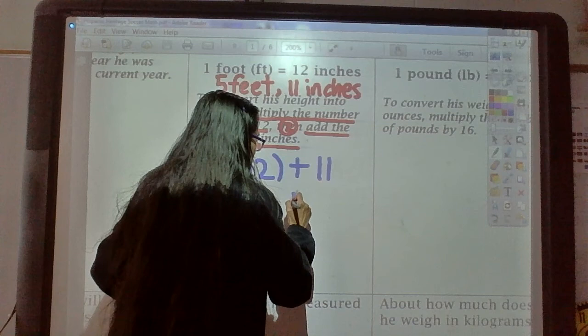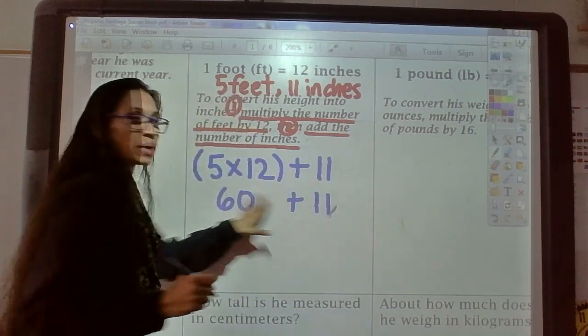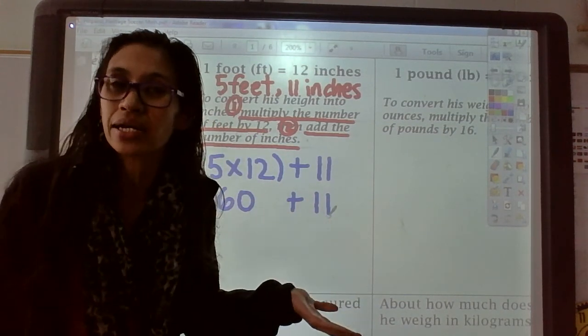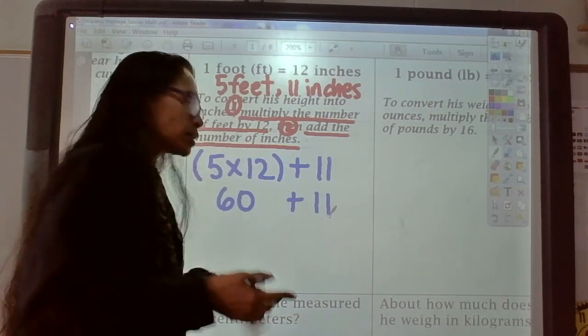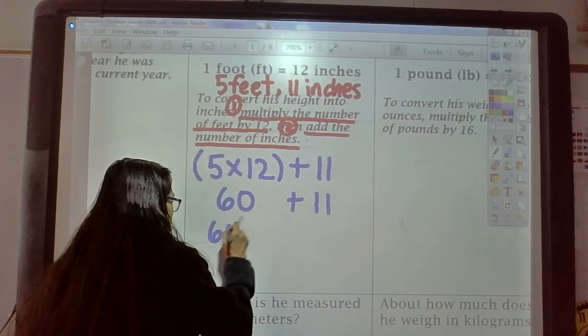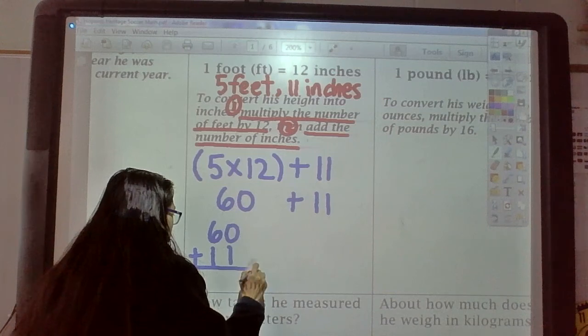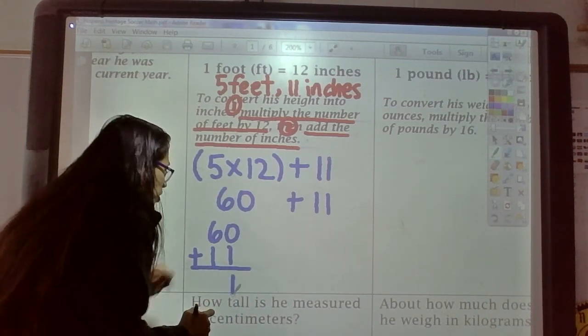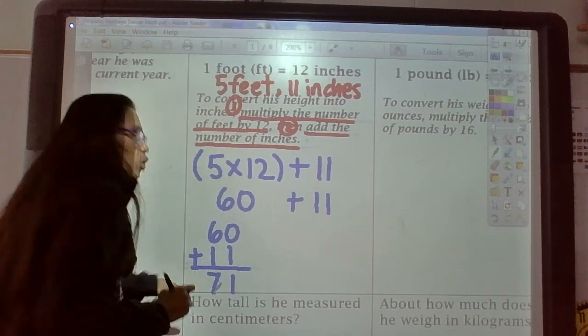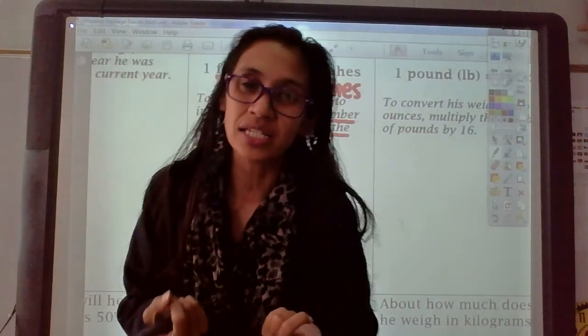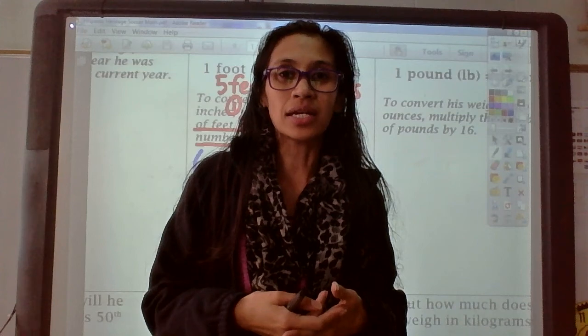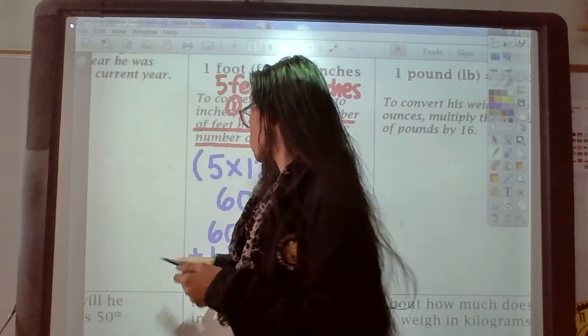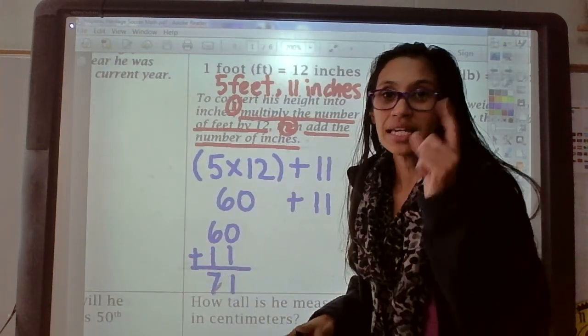And then plus 11. Now maybe you can do that mentally, maybe not. I'll help you set it up vertically to help you with that. So 60 plus 11. 0 plus 1 is 1. 6 plus 1 is 7. So 71. And we're forgetting something. What are we forgetting? We're forgetting the unit. What's the unit? 71 inches.